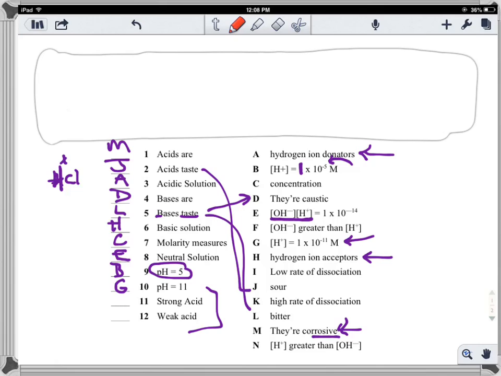And then the last thing is, please make sure you know these guys. Strong acid, strong means it has a high rate of dissociation, which means to split, and so that's going to be K. And then a weak means that it has a low rate of dissociation, so this is going to be I. Alright, if you need help on the other questions, make sure that you watch those videos as well.